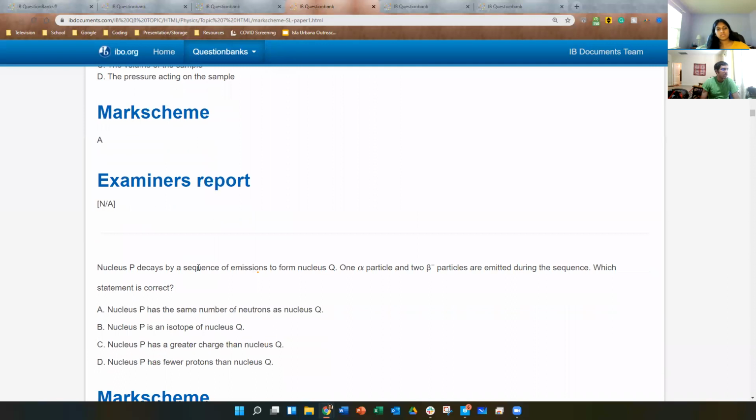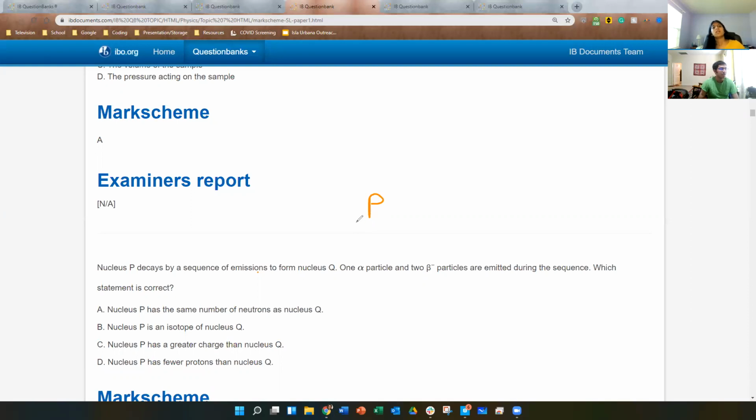Okay, nucleus P decays by a sequence of emissions to form Q. An alpha particle and 2 beta particles are emitted in the sequence. Which statement is correct? Do we need to write this out? Maybe it would be helpful. Yeah, it would be helpful.